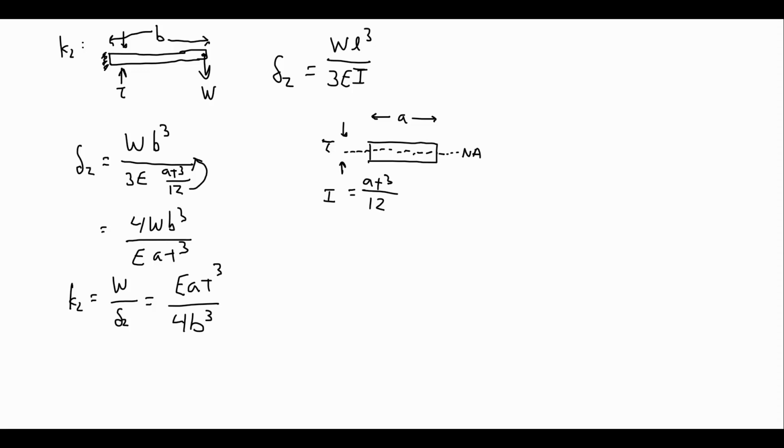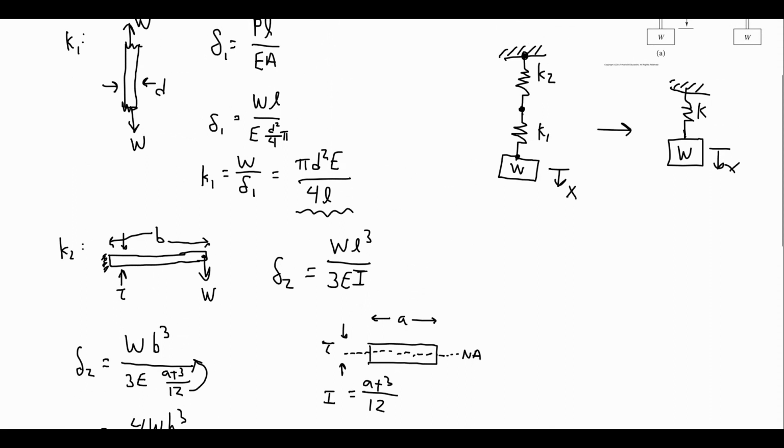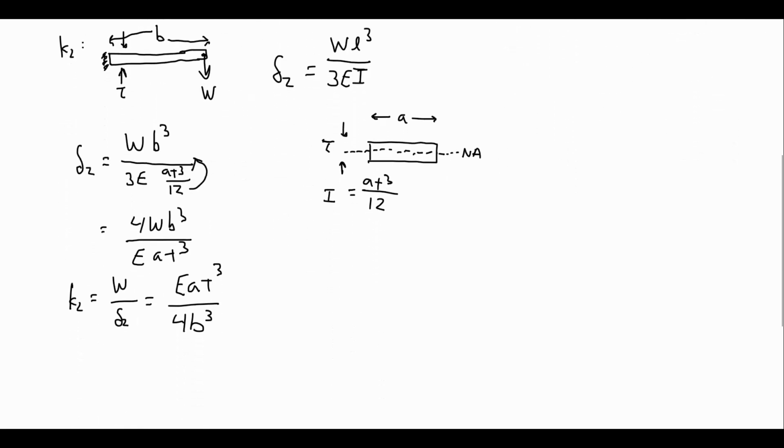I have my K1 and my K2, and remember in my original diagram, they are in series. I need to do another simplification because I want to combine them into one equivalent spring, K, for my modeling step. So I know that for springs in series, K is going to be the harmonic average of their values. So it's going to be 1 over K1 plus 1 over K2. Let's see what that's equal to.